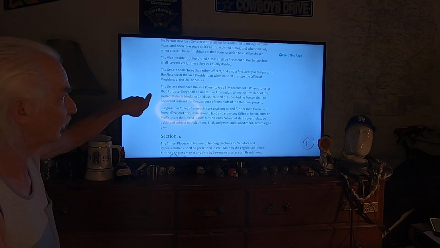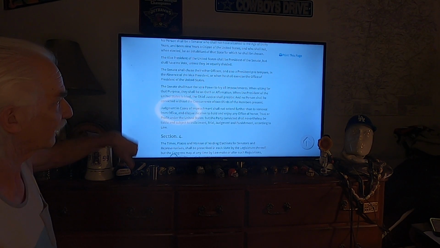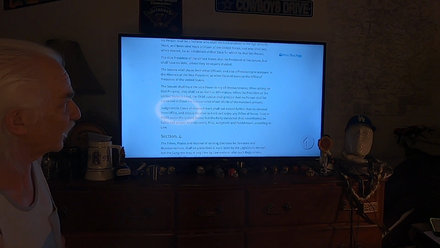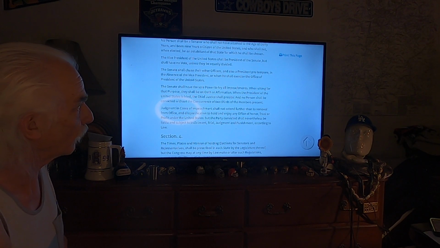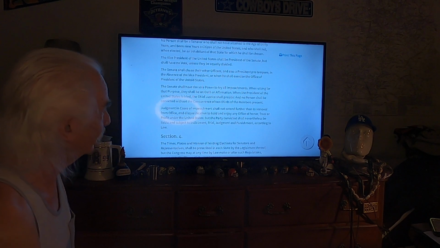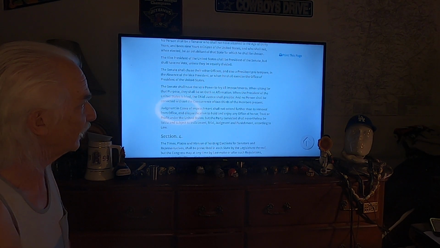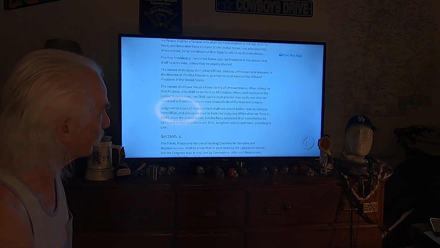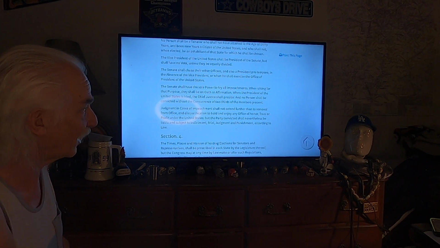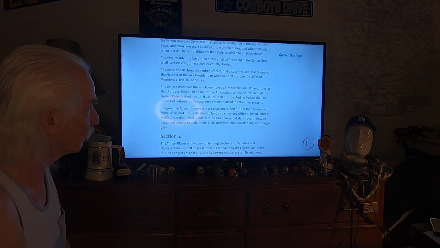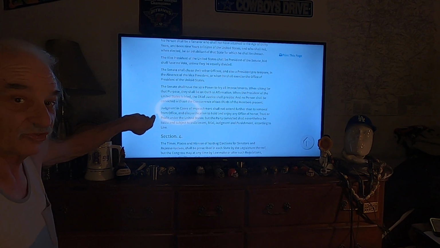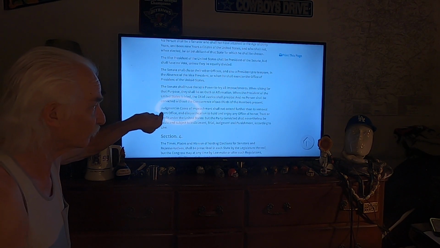Okay, it also says down here that I shall read this directly, the Senate shall have the sole power to try all impeachments. When sitting for that purpose, they shall be on oath or affirmation. When the President of the United States is tried, the Chief Justice shall preside. Now, this is very timely and important for you to understand.